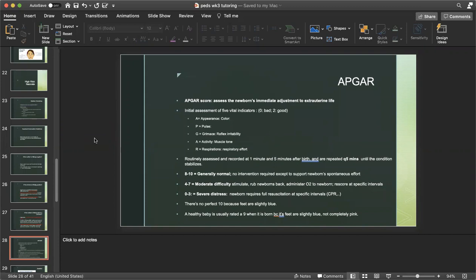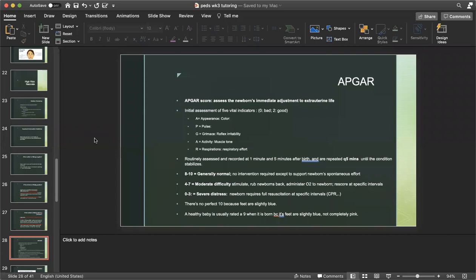So 8 to 10 means they're generally normal, so they won't need any intervention except to support the newborn's spontaneous effort. 4 to 7 means they're having moderate difficulty outside the uterus. So you'll need to stimulate, rub the newborn's back, give them oxygen, and then rescore at 5 minutes. And if it's still the same, do it again at 5 minutes.